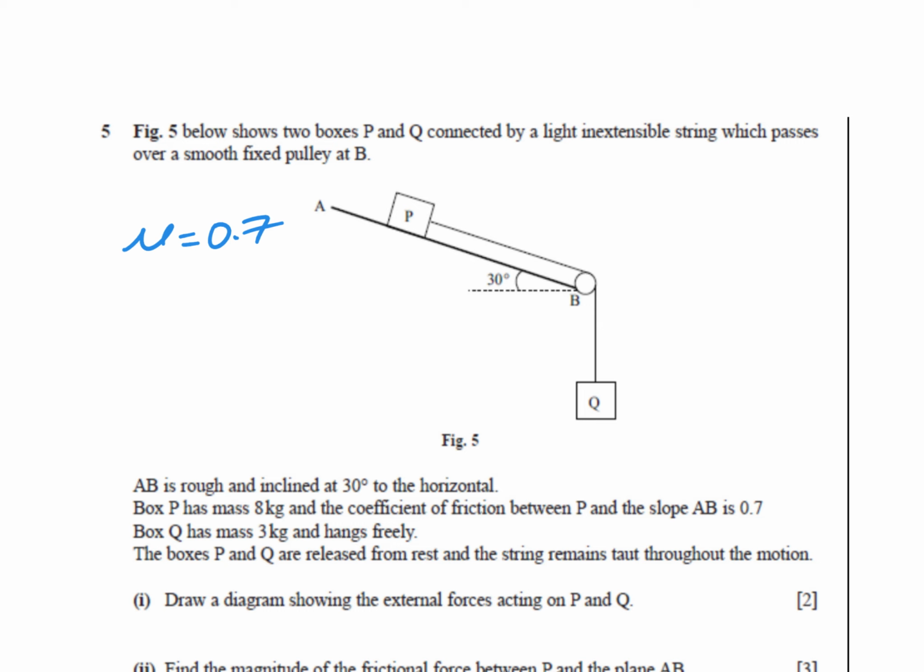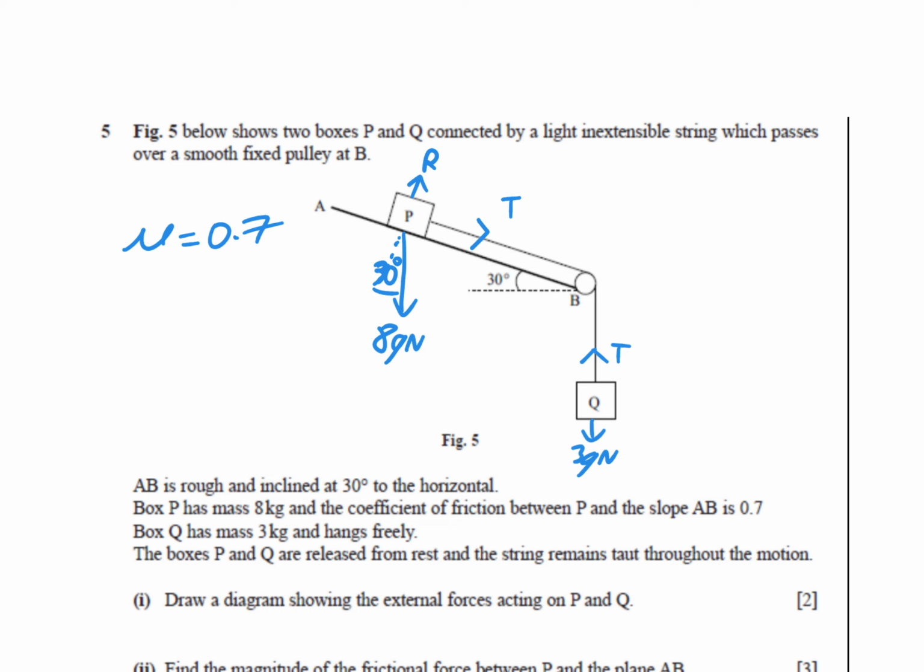Okay, so I'm going to add a couple of things into my diagram here. So Q is 3 kilograms, so downwards you're going to have 3 Newtons. Upwards you're going to have a tension. You're also going to have a tension going this way. And also you've got the weight of Q. So P was 8 kilograms, so that's 8 Newtons. And I'll just do a normal reaction here, so going perpendicular to your plane, and this angle in here is going to be 30 degrees as well. So that's what you have got.